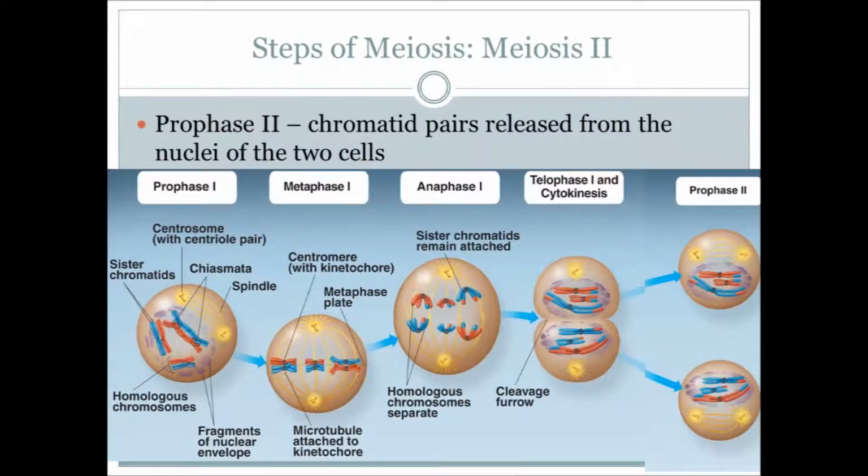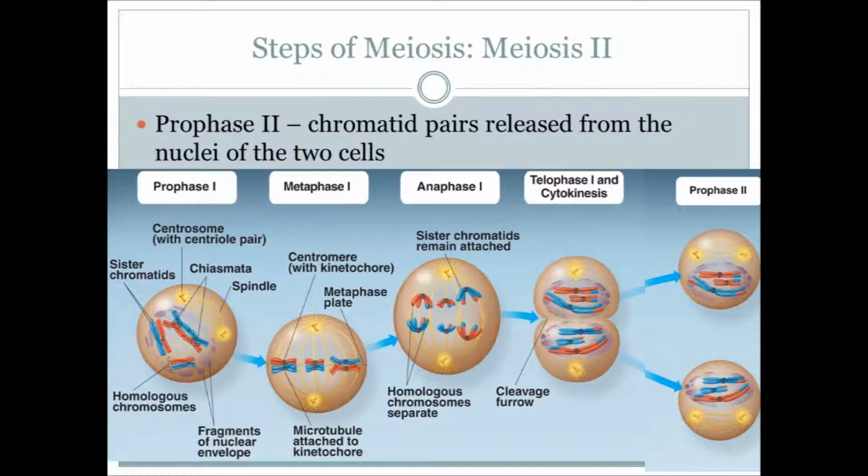In our last stage of meiosis 1, telophase 1, our cell tears apart to form two cells, and we now have a haploid set of DNA in each of our two cells. We're now moving on to meiosis 2.